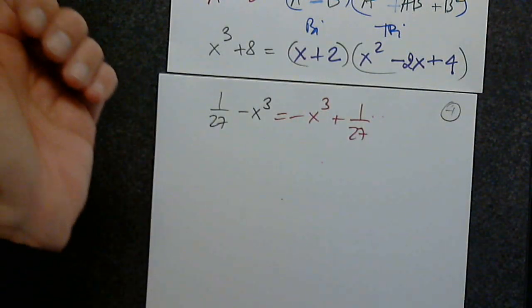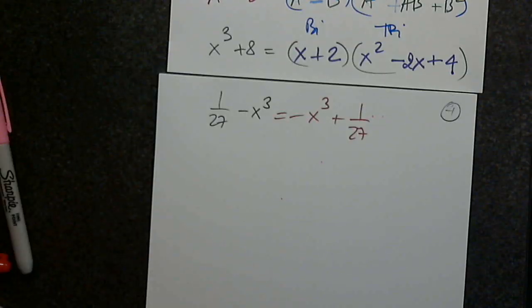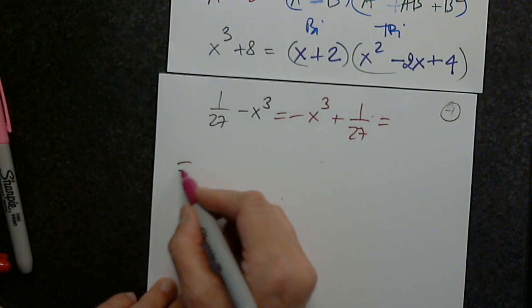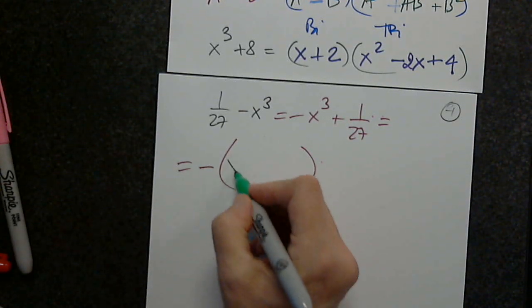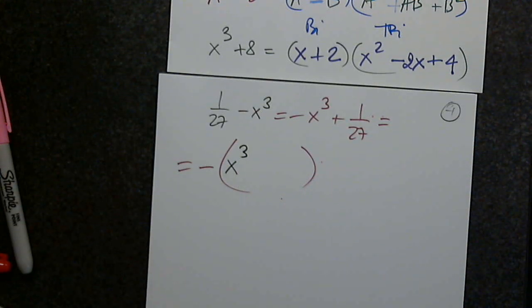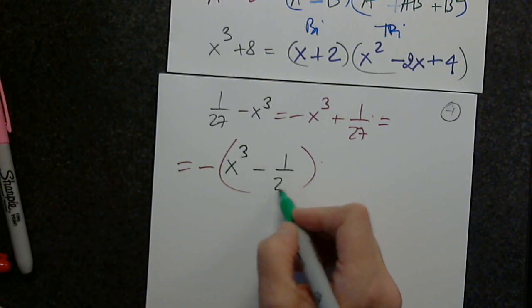Is there a common factor? Do these two terms have a common factor that I can pull out? No. Excellent. Is there a negative leading coefficient? Yes, I have to factor it out. You can say that's the negative leading coefficient, that's the common factor. That's fine too if you want to consider that. Now I have to be very careful what is left inside. X cubed minus 1 over 27. Excellent.